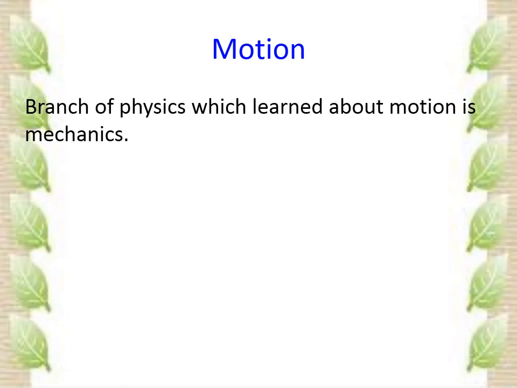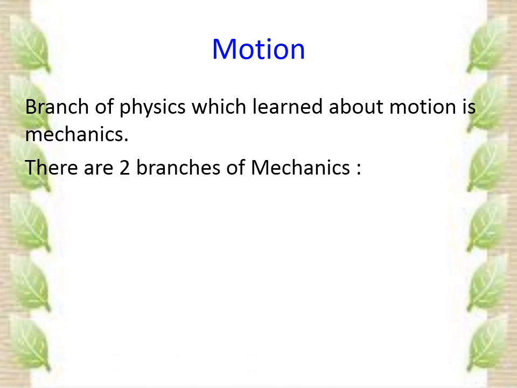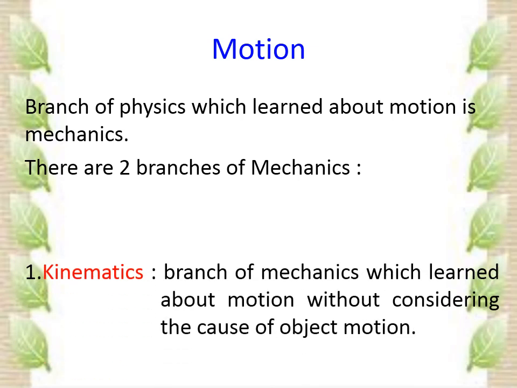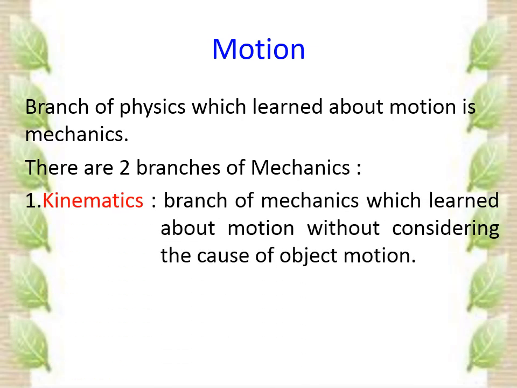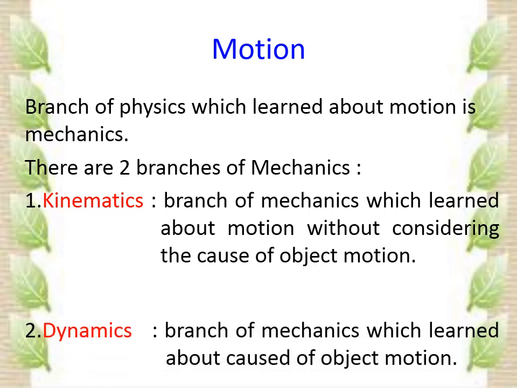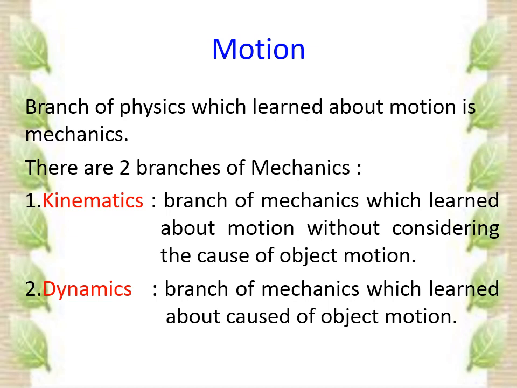Motion. The branch of physics which learns about motion is mechanics. There are two branches of mechanics. The first is kinematics. Kinematics is the branch of mechanics which learns about motion without considering the cause of the object's motion. The second is dynamics, the branch of mechanics which learns about the cause of object motion, which is force.